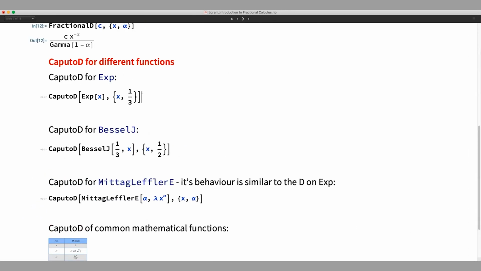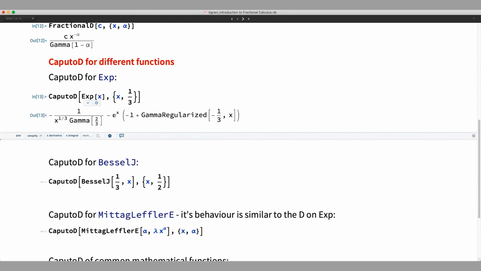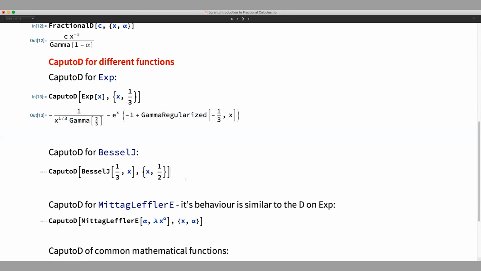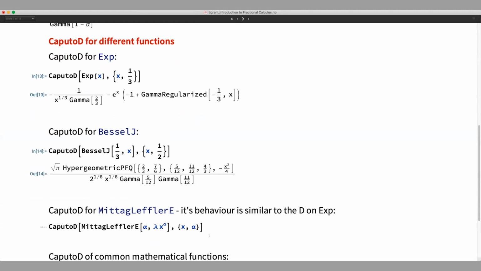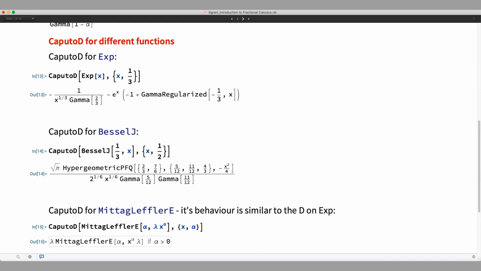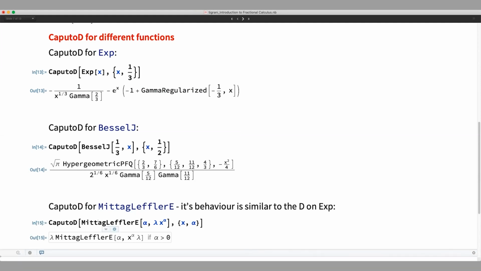So here, let's take a look at Caputo D applied on some functions. For example, for the exponential, we have this part that is coming from the fractional D, the remainder part. This is the finite sum that I've shown. For Bessel J, the output is in hypergeometric functions. And now I'm applying Caputo D on a very important case in fractional calculus, the Mittag-Leffler functions. The vendor already told about them, but they are very important as they are like analogs of the exponential function in the theory of fractional differential equations.